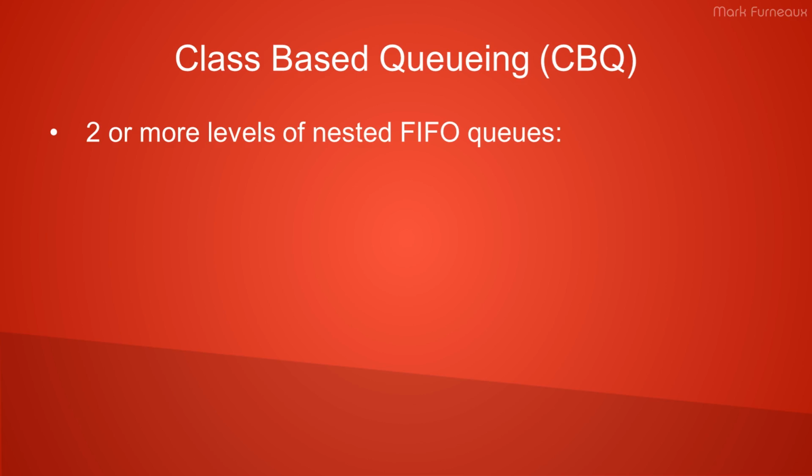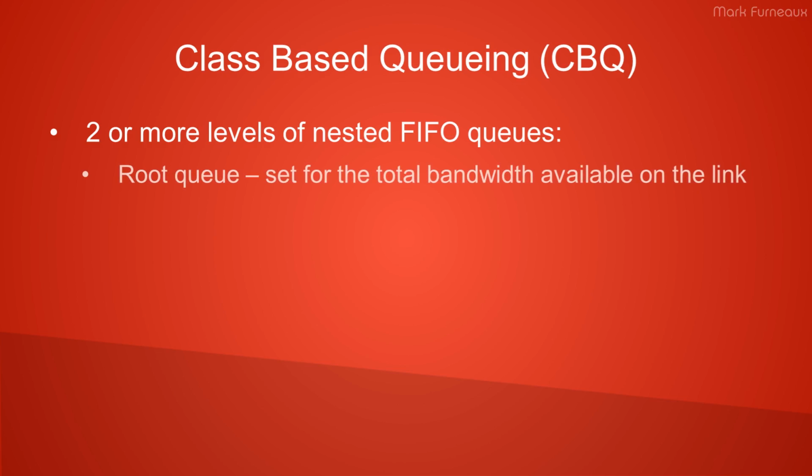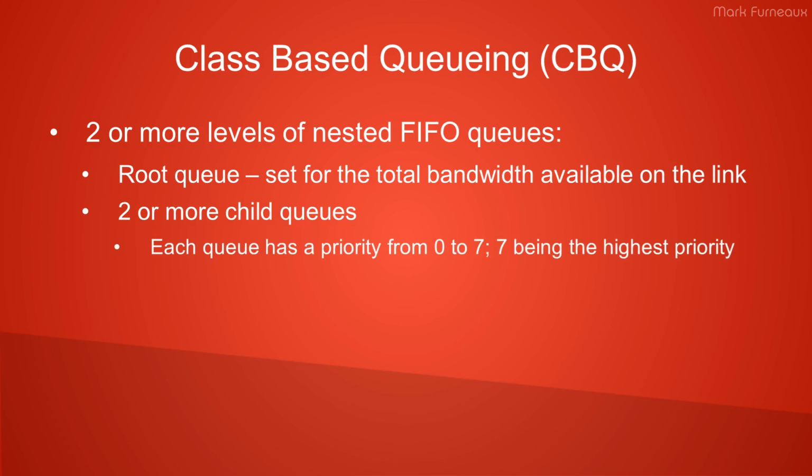However, there can be more than two levels. So you can actually nest child queues, basically, if you want to build a more advanced scheduler. The first level, of course, is always the root queue, same as for PRIQ. And of course, you can then have two or more child queues, and those queues can also have child queues as well. And similar to PRIQ, each queue has a priority from 0 to 7, 7 being the highest priority.